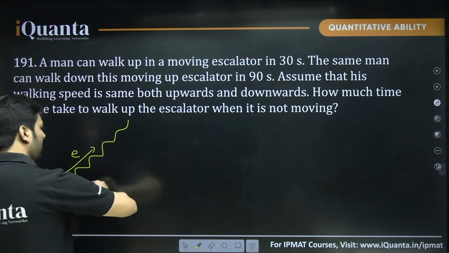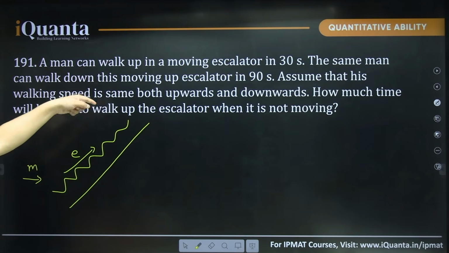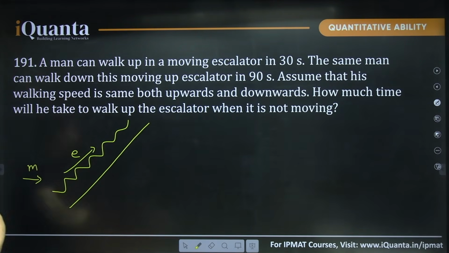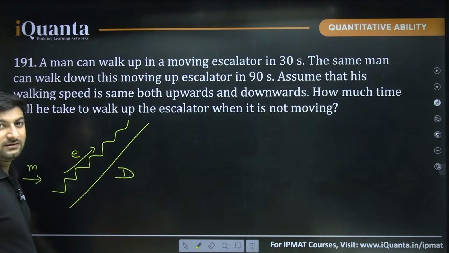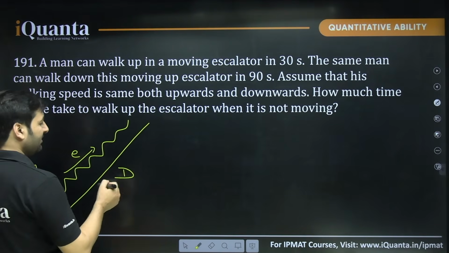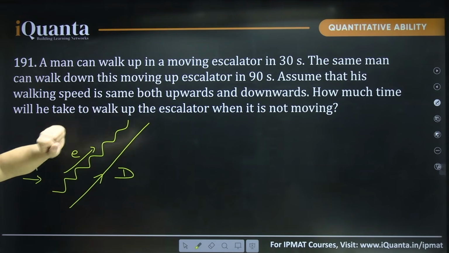A man can walk up a moving escalator in 30 seconds. Now there is usually a fixed distance that you have to cover, isn't it? There is usually a fixed distance, from the bottom floor to the first floor, that your escalator keeps moving towards. That means he is moving up. So this distance is fixed, say d, and the escalator is moving at a speed e. 30 seconds is the time that he is taking.